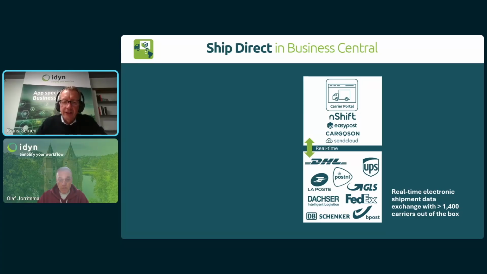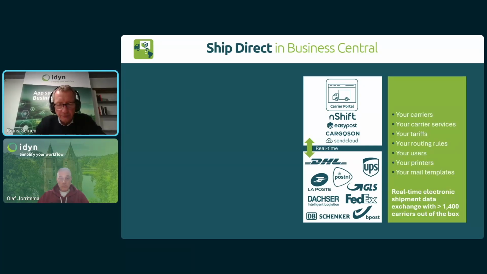The portal can exchange the data between the portal and the carrier. So the portal develops and maintains the carrier connection. So as a user of ShipIT, you need to have an account at one of those 5 portals, and the portal owner, Enshift, EasyPost, Cargason, or SendCloud, will add the carriers of the customer, and the services you buy from the carrier, like an overnight and express before 11 o'clock delivery, into the portal.